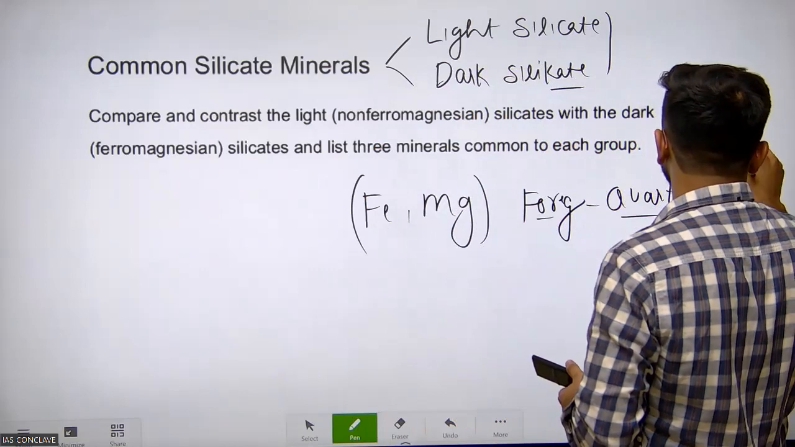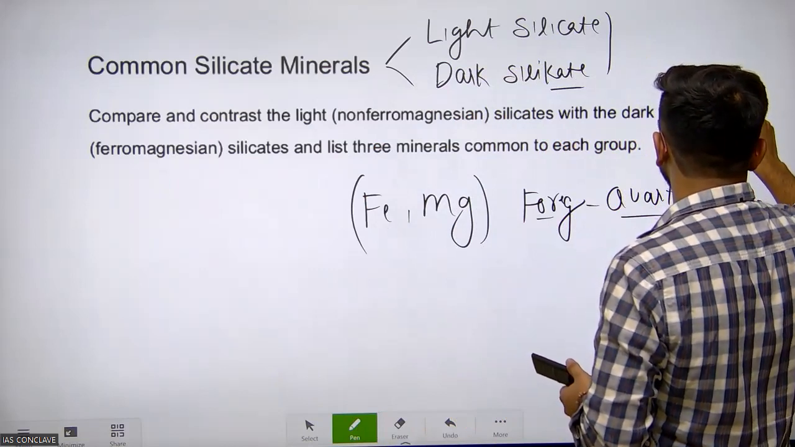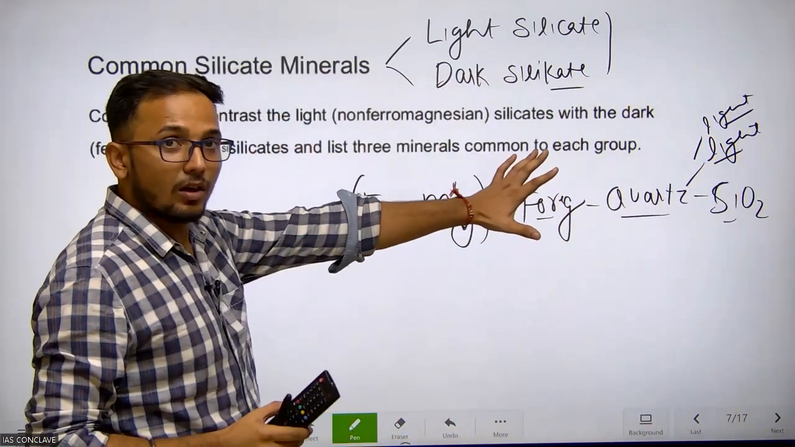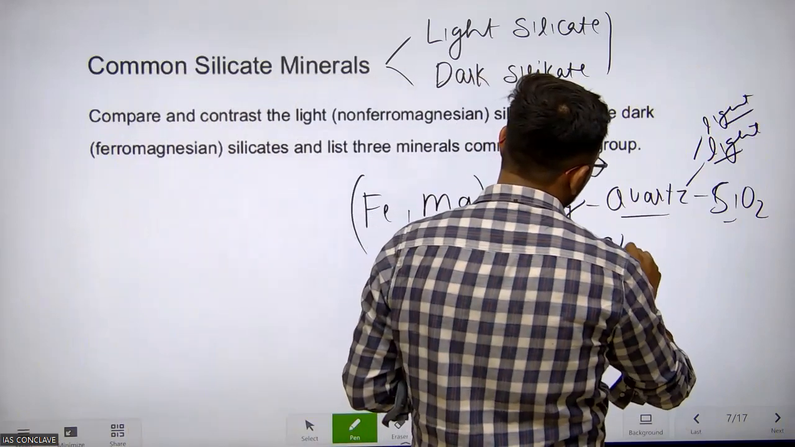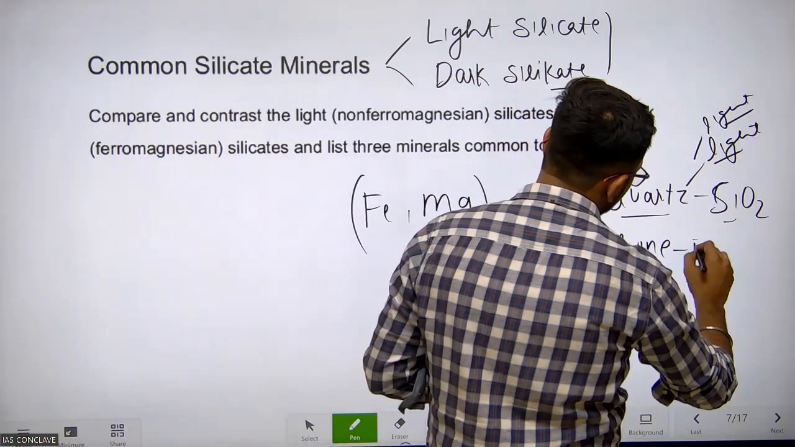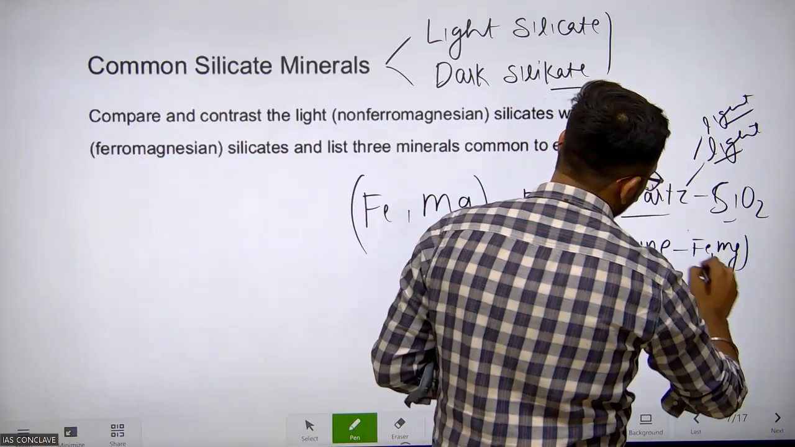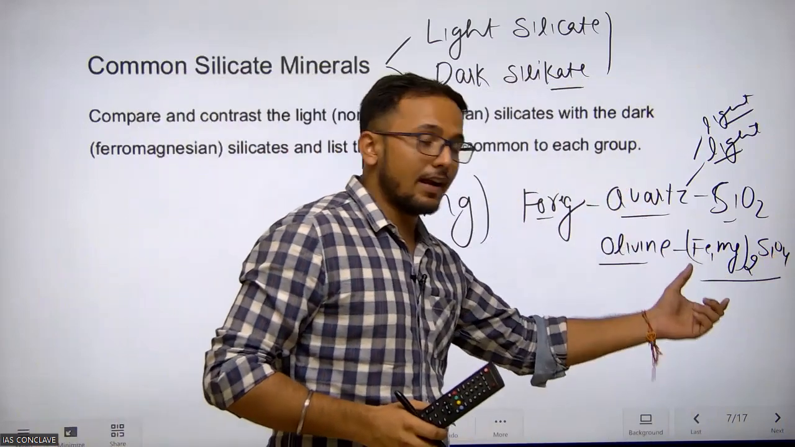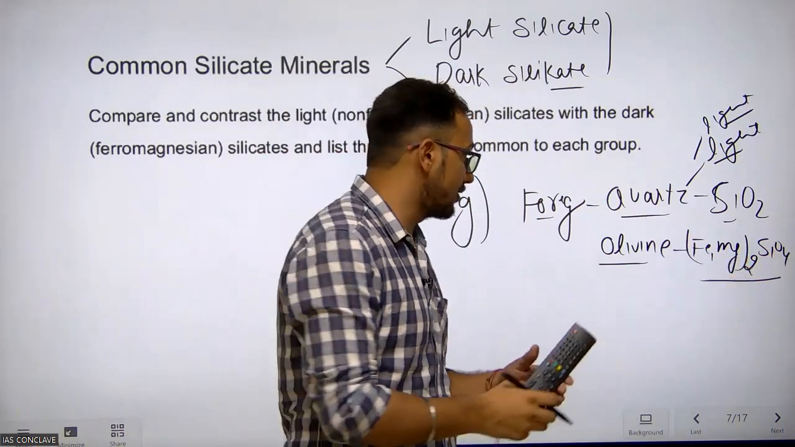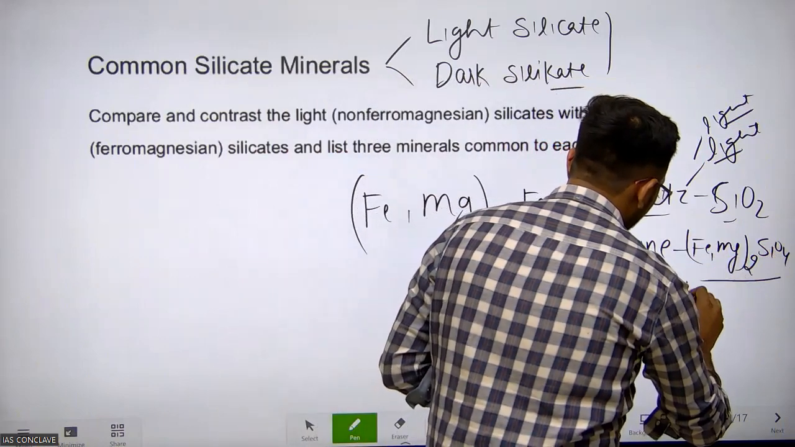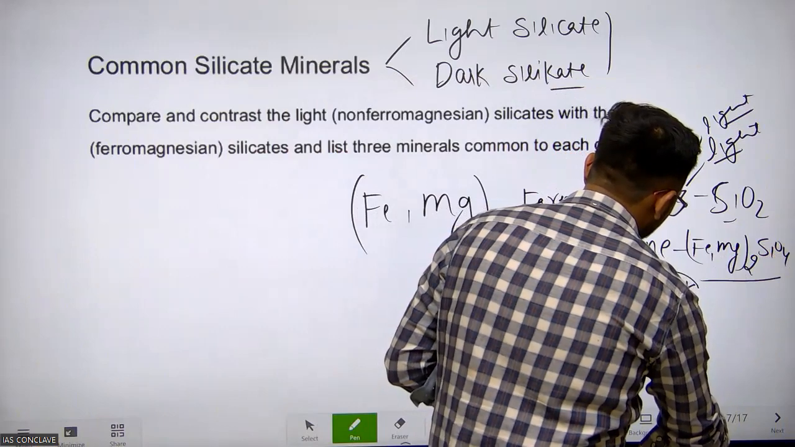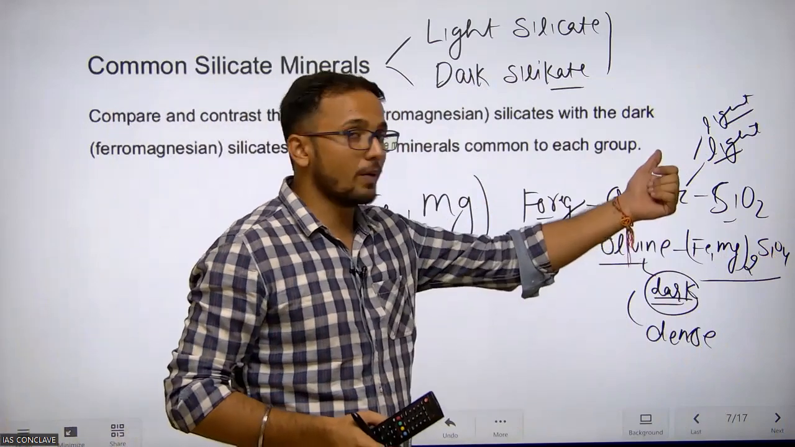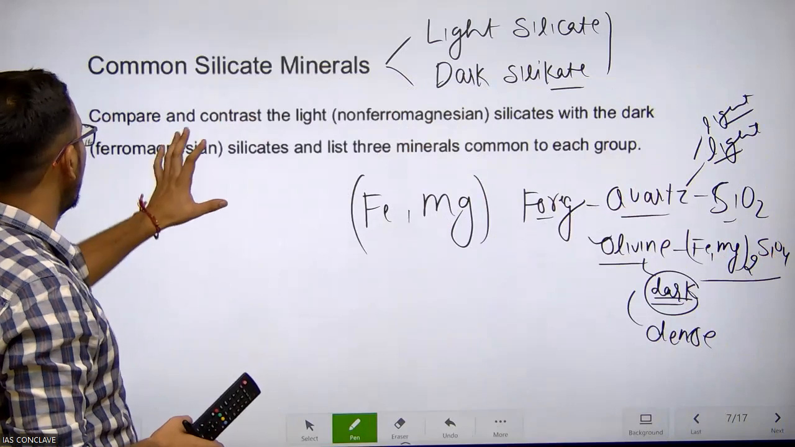It is very light in color, and very light in weight also. But if you look at olivine, this is iron magnesium with SiO4. With the presence of iron and magnesium, that means ferromagnesium silicate structures, these are very dark in color, heavy and very dense. So this constitutes our oceanic crust, and quartz constitutes our continental crust. This is how we can compare.